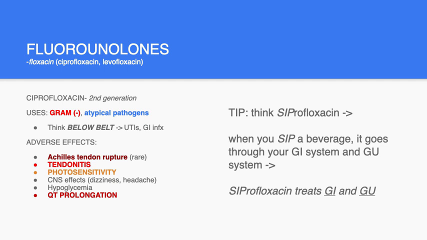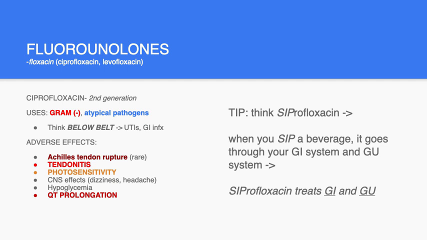Next bactericidal antibiotic class is our fluoroquinolones. So these medications end in floxacin. We have ciprofloxacin and levofloxacin being the primary ones that we would see on an exam. Ciprofloxacin is a second generation fluoroquinolone. We use this one to help treat gram-negative pathogens as well as atypical pathogens. So with this one, you want to kind of think below the belt. So we're going to use it for UTIs and gastrointestinal infections.